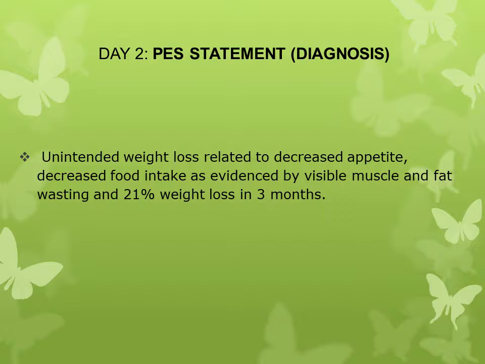My initial PES statement, which is my diagnosis, is unintended weight loss related to decreased appetite, decreased food intake, as evidenced by visible muscle and fat wasting, and 21% weight loss in 3 months.